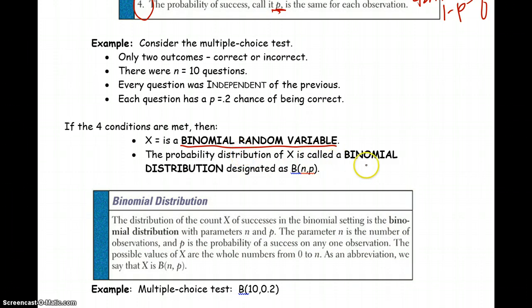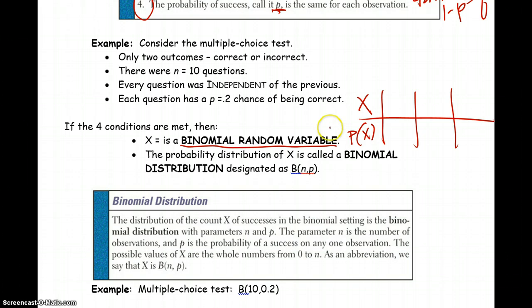And the probability distribution is called a binomial distribution. So same as last time, we could still make that distribution. We could still make what's the chance of x, what's the chance of p of x. It's still the same idea that way. It's just now it's binomial. And if I want to describe it very quickly, it can be n comma p.